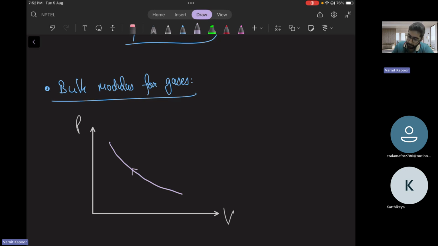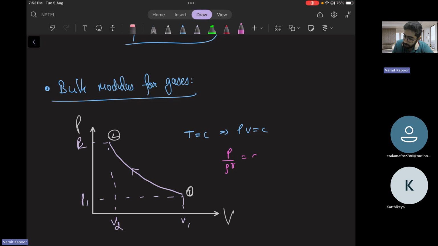So that cannot be a scenario for a gas to get compressed from a state of P1 to P2. Sorry, P1 will be this, this is V2, and this is V1. This is your state 1, this is your state 2. So it can compress because of two relations: either temperature is constant, then PV is equal to constant, or the relation P by rho to the power of gamma is equal to constant, or PV raised to gamma is equal to constant. So there are two relations.